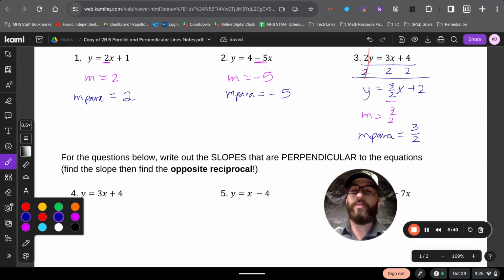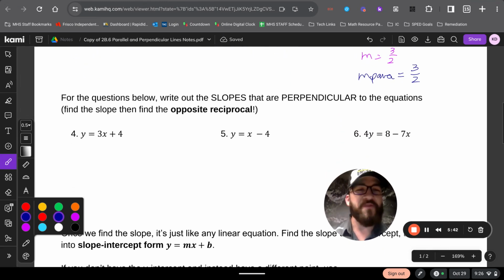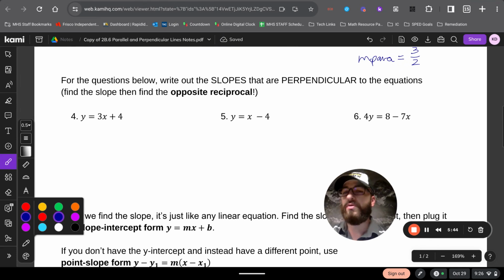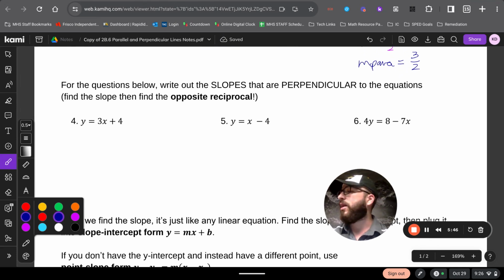Okay, let's flip it a little bit, and let's do what most people find a little bit more difficult of the two, which is identifying our perpendicular slopes. So when identifying our perpendicular slopes, it is the opposite reciprocal.